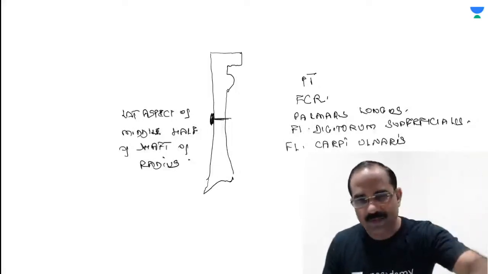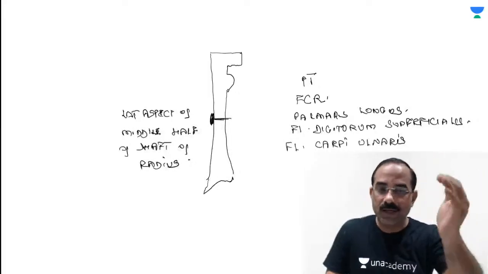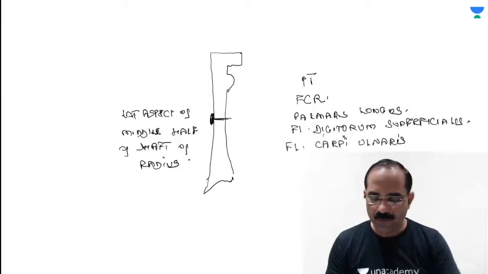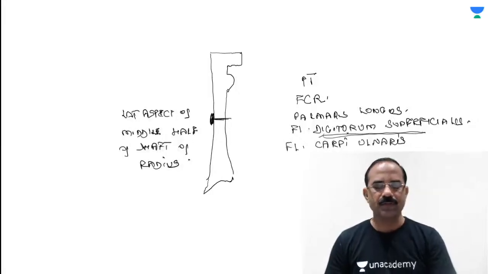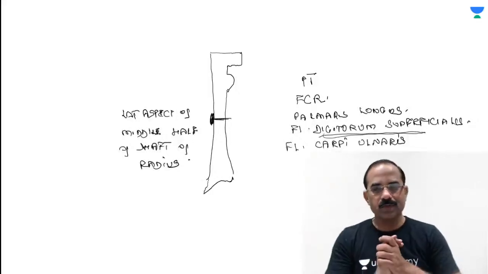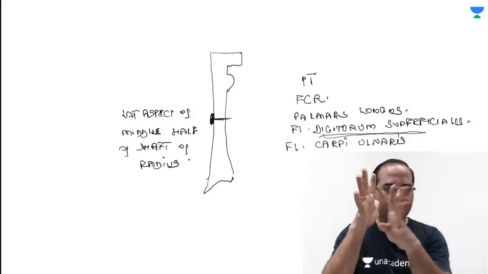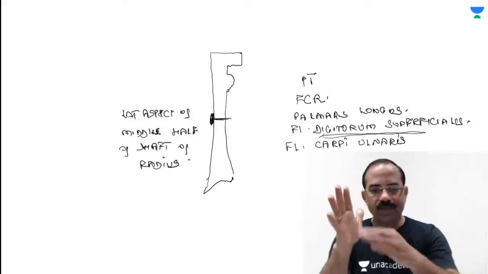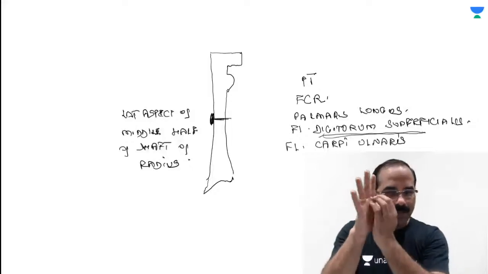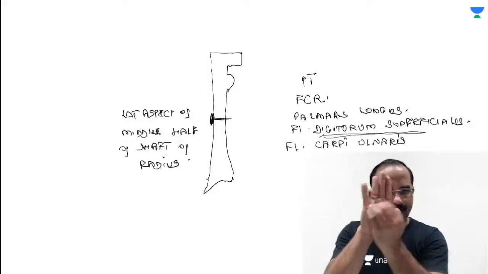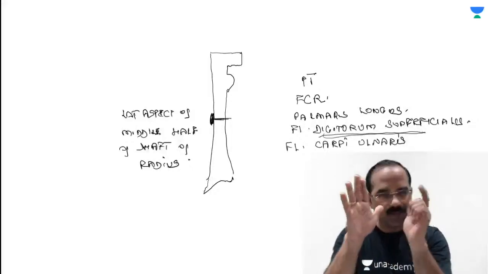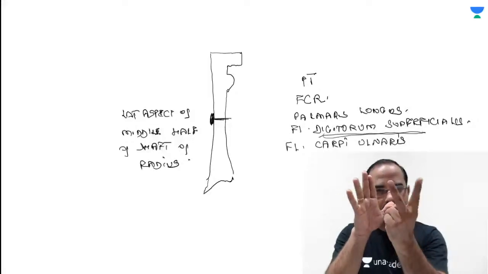Right. Out of all these, one muscle whose insertion is very important. What do you say about the Flexor Digitorum Superficialis, students? This Flexor Digitorum Superficialis has 4 tendons for the 4 digits. Each tendon, at the base of the proximal phalanx, divides into 2 slips.